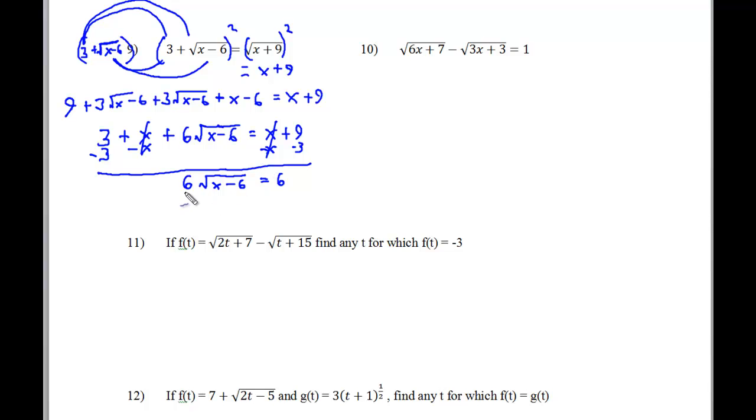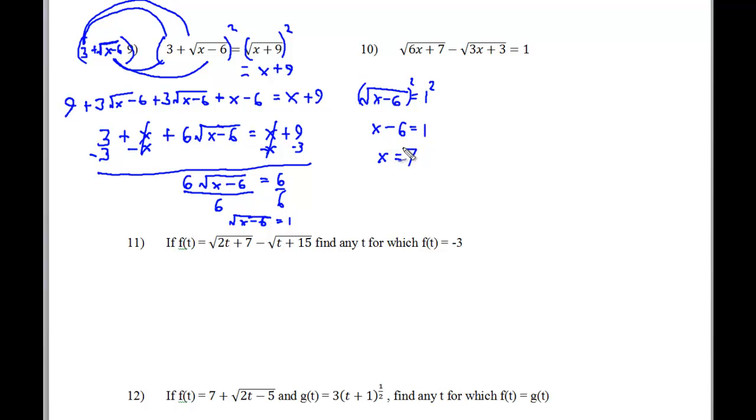If I divide both sides by 6, I get the square root of x minus 6 is equal to 1. I'm going to rewrite this over here. The square root of x minus 6 is equal to 1. If I square both sides to get rid of the square root, I get x minus 6 equals 1, because 1 squared is 1. Then I move the 6 over to the other side, so I've got x is equal to 7.